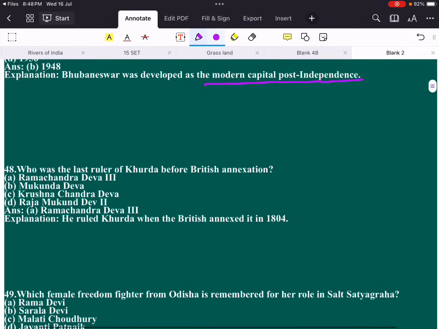Question 48. Who was the last ruler of Khurda before the British annexation? That is Ramachandra Deva III, the last ruler of Khurda before British annexation. Option A is the correct answer.